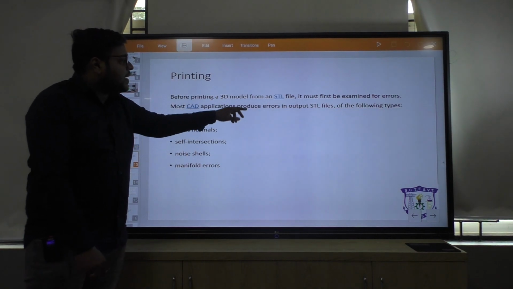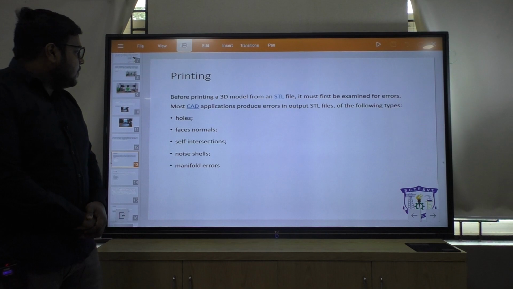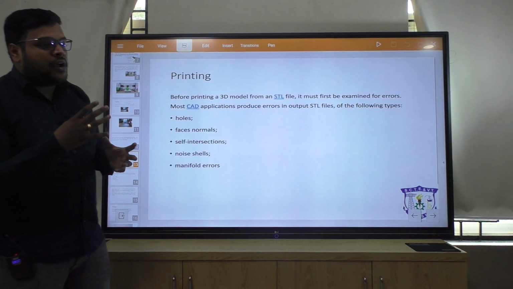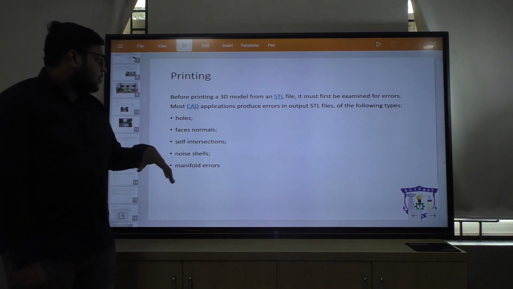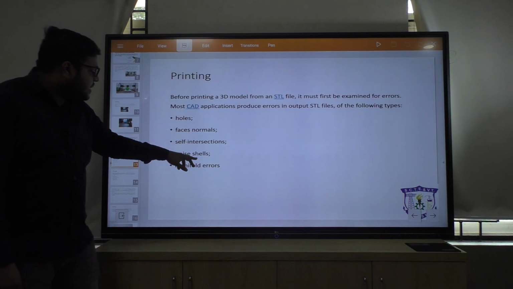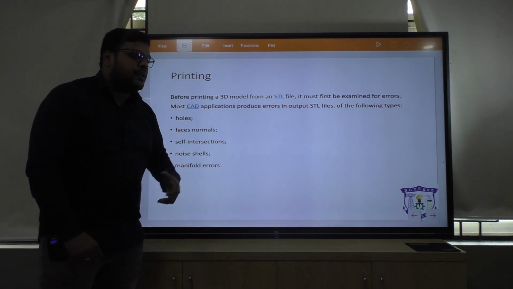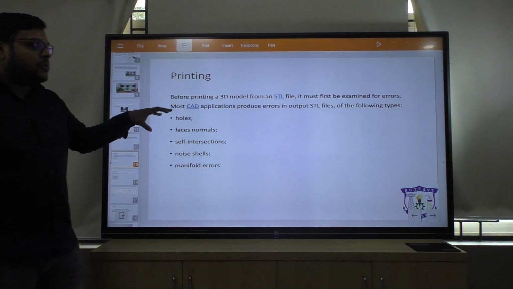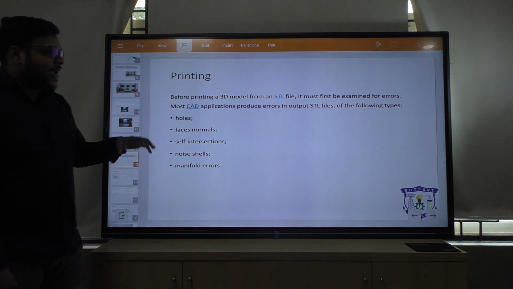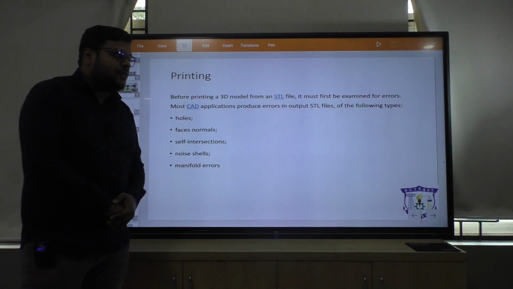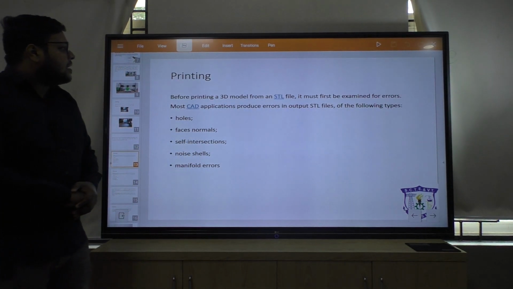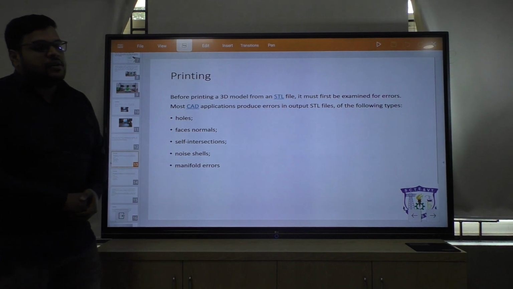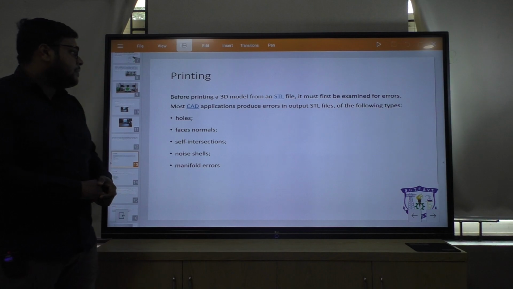Before printing a 3D model from an STL file, it must first be examined for errors. Most CAD applications produce errors in the output STL file of the following types. Suppose we have created an object in AutoCAD and there is some type of error. Which type of error? Hole errors, face normal errors, self-intersection errors, noise cells. So these types of errors can be present in the drawing. You have to correct them first and after that convert it into the STL file format. So you have to check your model whether some error is present or not. If it is correct, then you convert it into the .stl file format. After correcting all this you can easily go for a printout. But if there is some type of error, then your object will not come out well, and some error will be produced in the printing process.